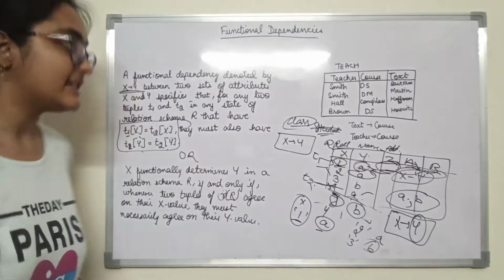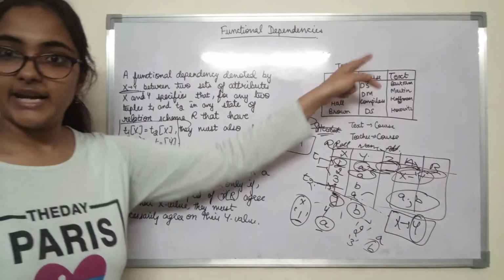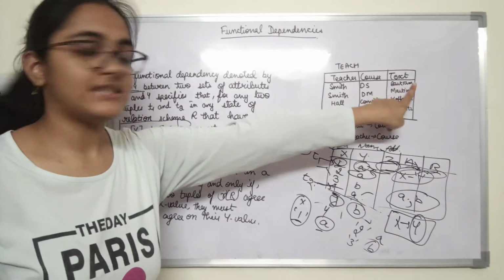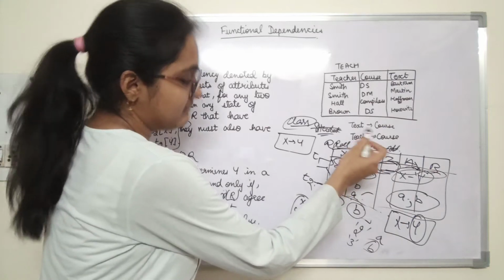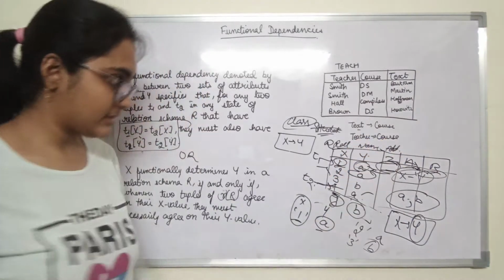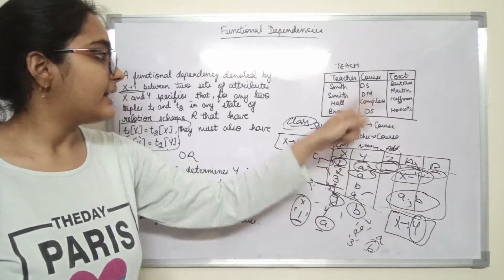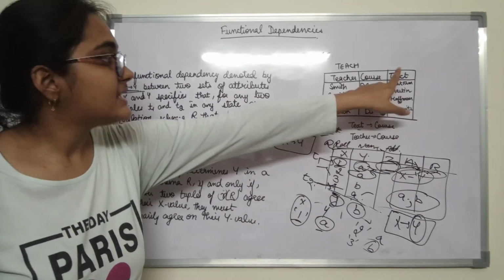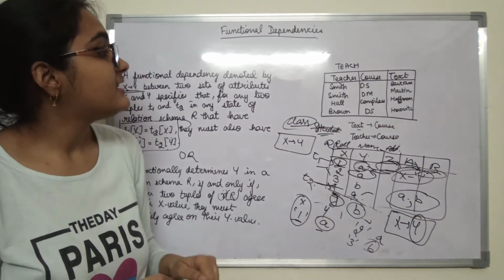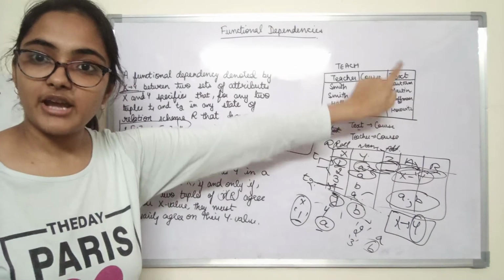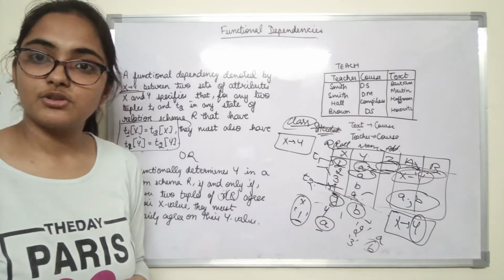What I'm trying to say is, let us consider this particular relation schema teach, right? It has three attributes: teacher, course, text, right? So we say that, let us look at this: text determines course. Is this functional dependency possible on this? Let us say text determines course. Yes, text can determine anything. Why? Because the value of text is unique, right, for every tuple. So text can determine anything. So text can determine course also.